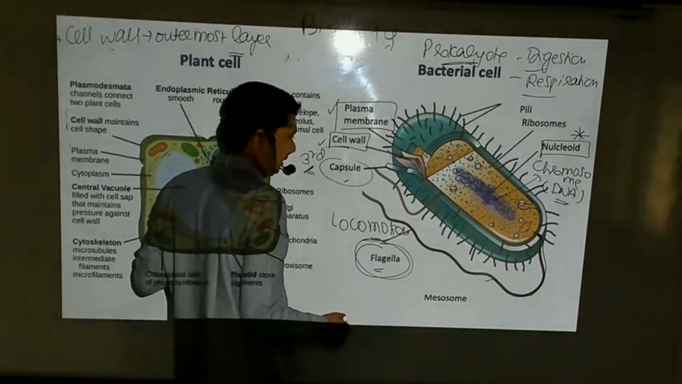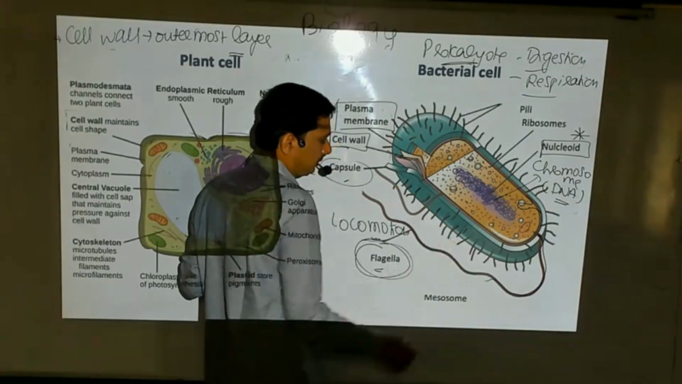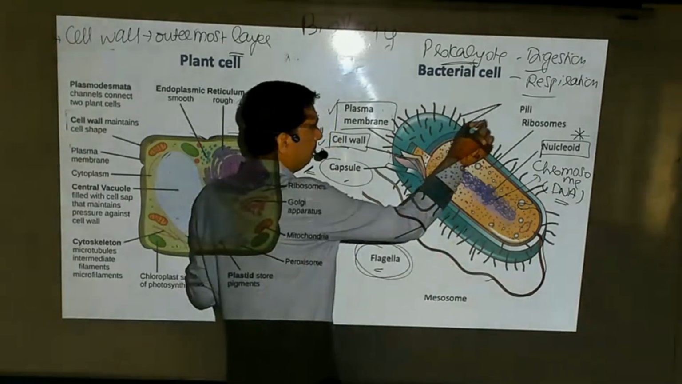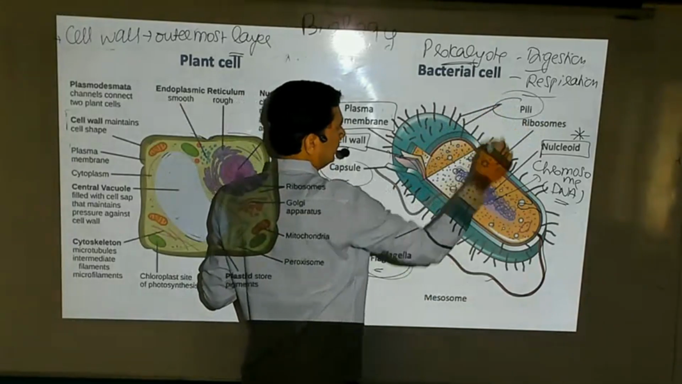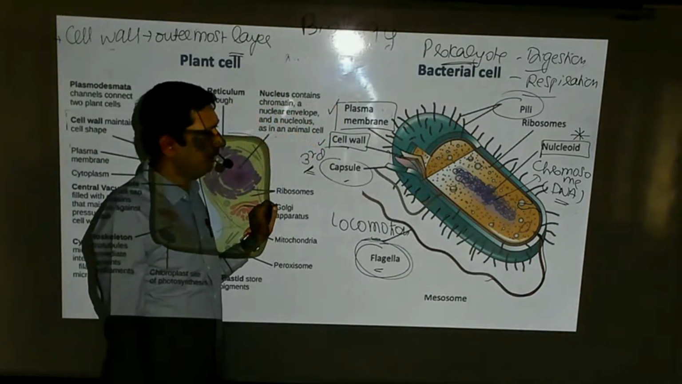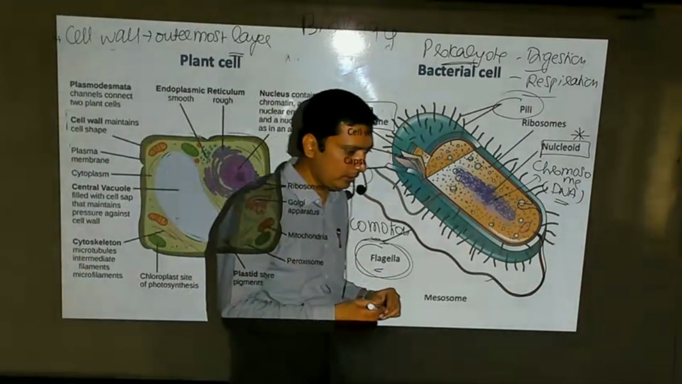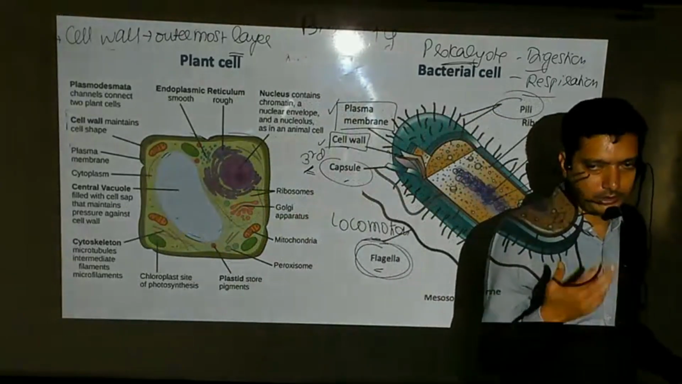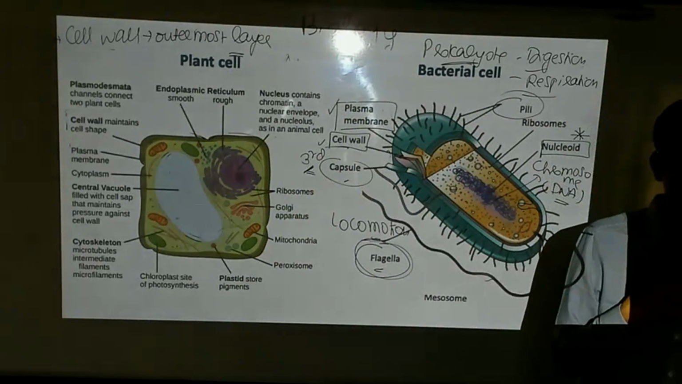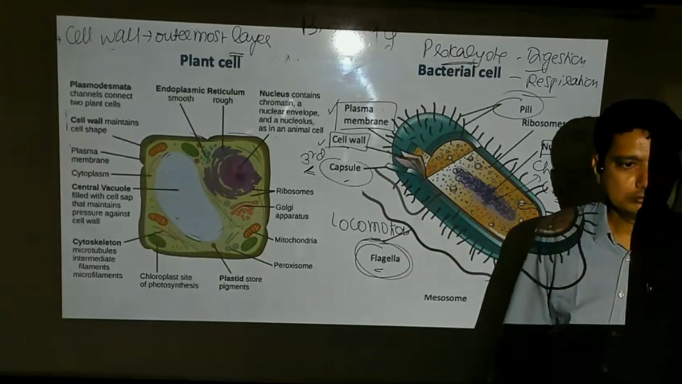In addition to flagella, what do you find? You find some hair-like projections, hair-like structures, which are called pili. What is the use of pili in bacteria? Imagine a scenario where we have bacteria in our nose, in our lungs. What happens when we sneeze? They should all come out, right?